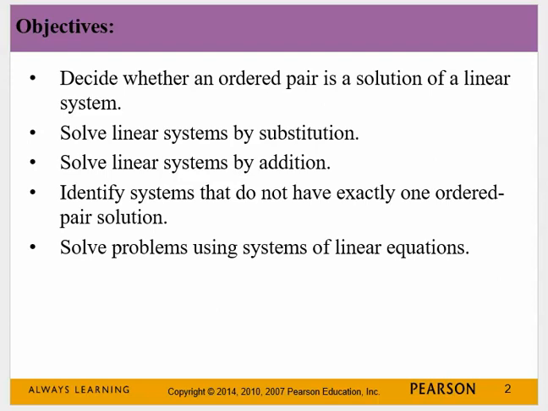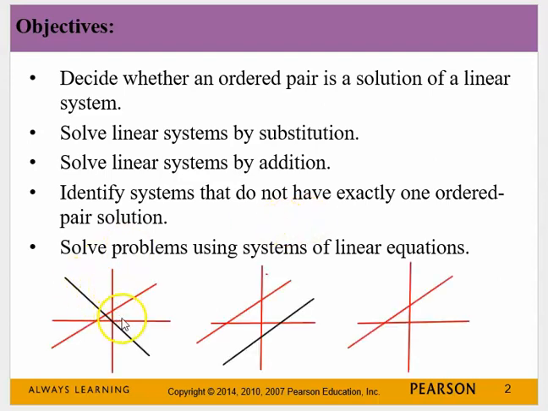A general background scenario might be that you have your graph and you have one equation that's represented by the red line, another equation represented by the black line, and an interesting thing happens at this point. They intersect, so that the ordered pair of the red line and the black line, that unique point, is in a sense a solution for both equations.